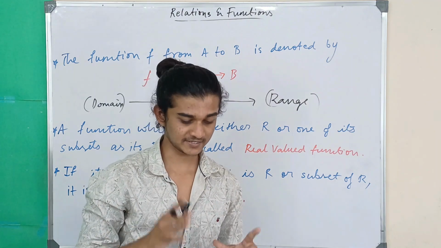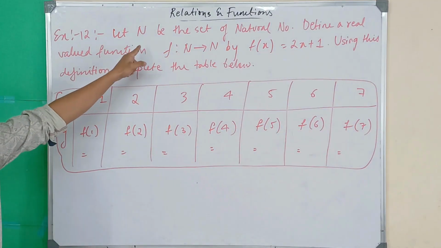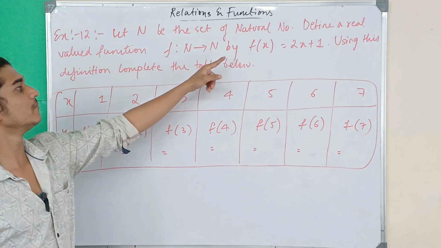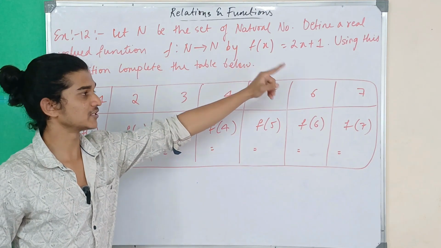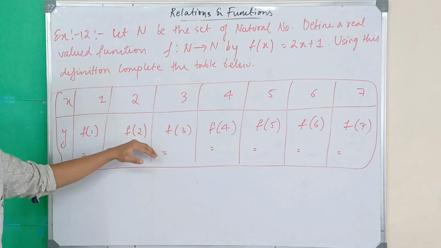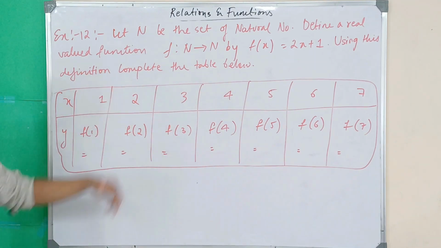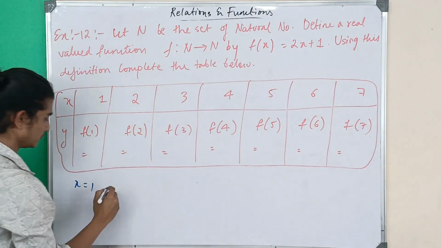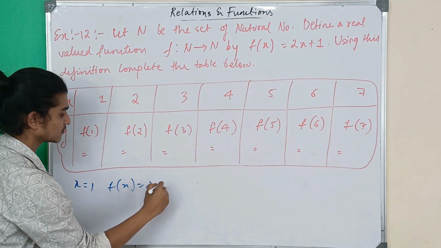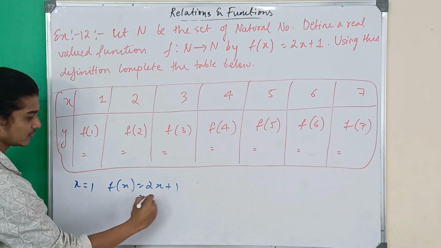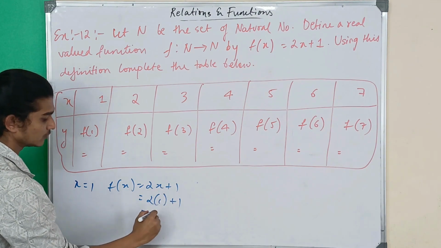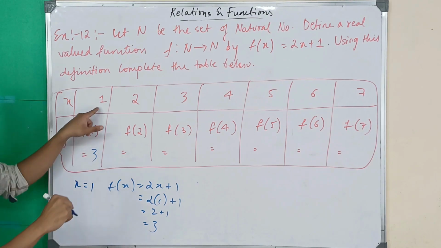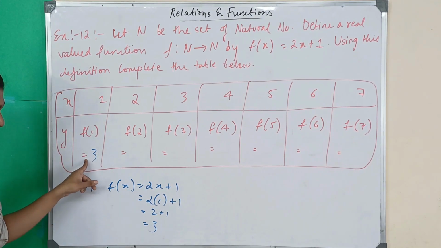Now let us try to solve example 12. Let N be the set of all natural numbers. Define a real valued function f from N to N by f of x equal to 2x plus 1. You're supposed to use this and complete this table. First we have x equal to 1. So our input is x equal to 1. For that, f of x equal to 2x plus 1. Put x equal to 1 in here. So 2 into 1 plus 1, so 2 plus 1, which is 3. So the answer for the first input is 3. If you give x equal to 1, you'll get your output as 3.